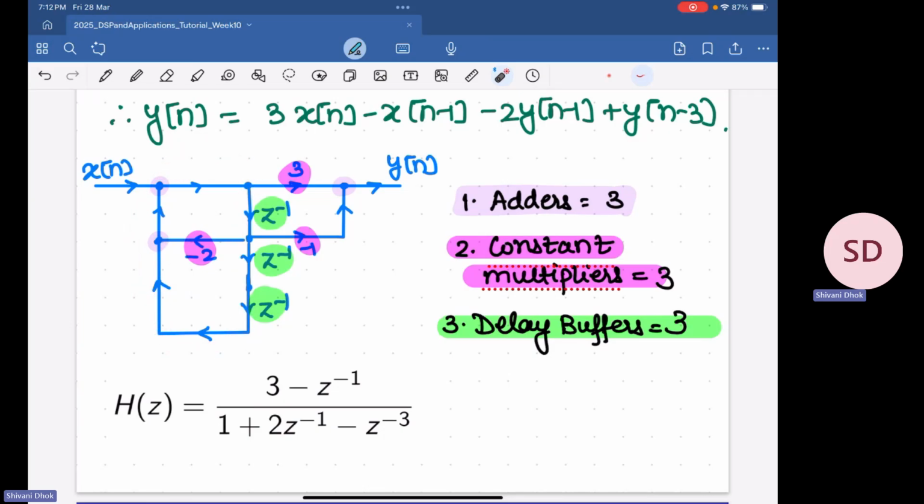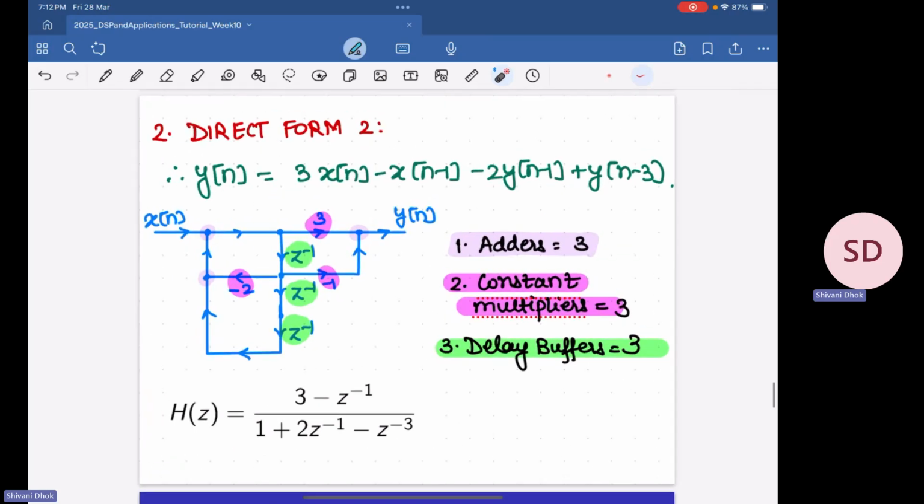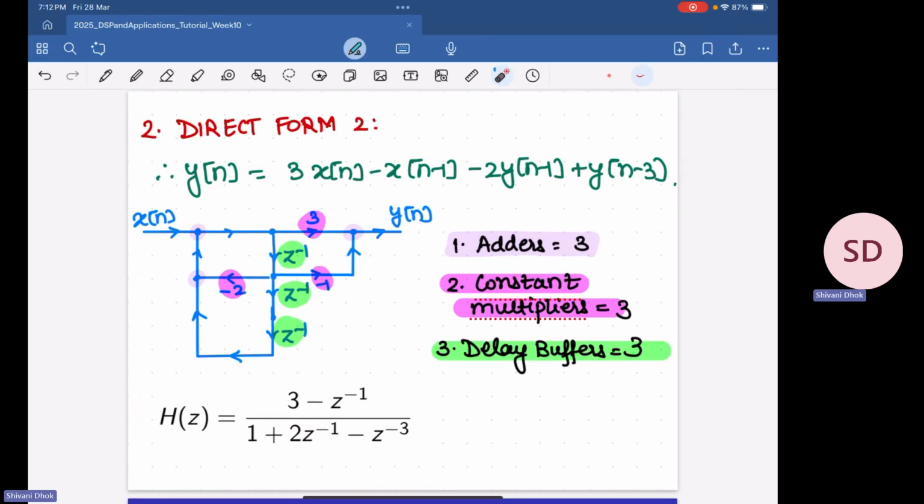Now you go to the numerator. This is where you can start. First multiply by the constant you have here. After that, you focus on the delays. So we have this delay z inverse, and that gets multiplied by a minus 1 here, and then you add it. So just by observation, you can figure out how to construct it. You will get it by practice. You need to practice more examples for this. Is it clear? Any questions?